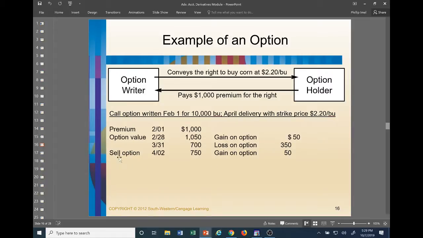And we were told that on April 2nd, we sold the option for $750, which gives us a gain on the option of $50. Because if you remember, we had recorded the gain here of $50, the loss of $350, which let us down to $700. So if we sold it for $750, it was already at the book value of $700. So we had the gain on the option of $50.